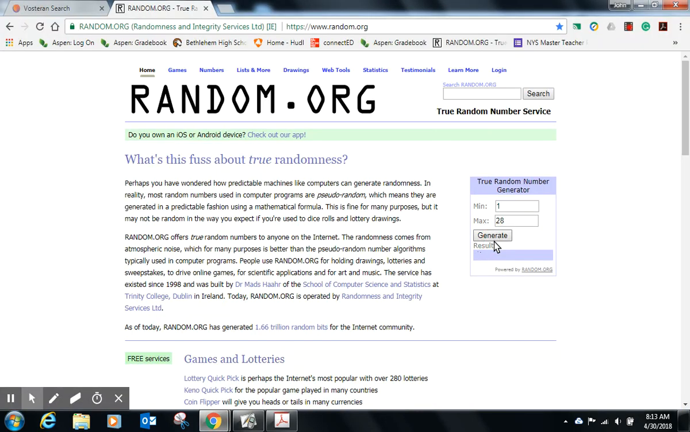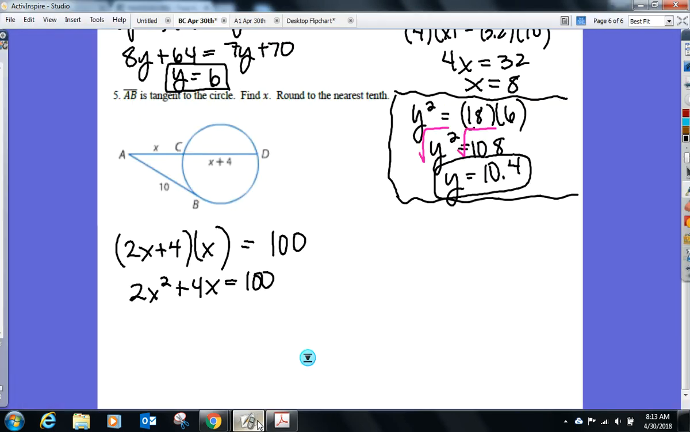We've been down this road a lot of times, I know. 9, what's your next move here? So you want to divide, okay. So you can move the 100 over and then take out the 2. You can take out the 2 now. It doesn't matter when you do it. So I'm going to have x squared plus 2x equals 50. Got it.